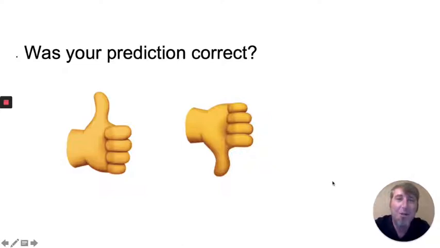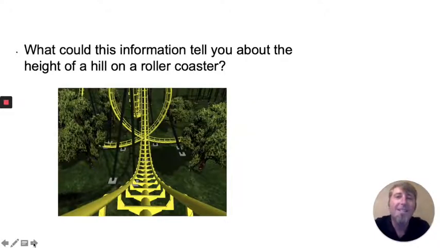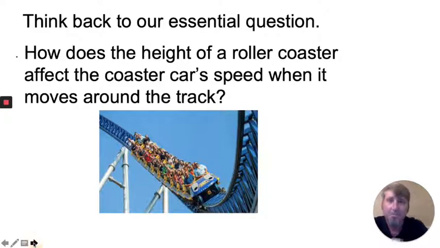So, was your prediction correct? What could this information tell you about the height of a hill on a roller coaster? Take a little think time. Think back to our essential question. How does the height of a roller coaster affect the coaster car's speed when it moves around the track? Go ahead and write down your answer to that one. You can draw a picture if you're not comfortable writing.